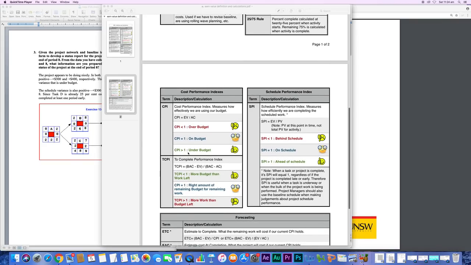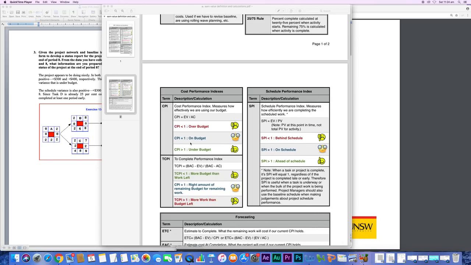If it's more than 1, then we're under budget. If it's less than 1, we are over budget. Or if it's equal to 1, then we are right on budget. But what does this index actually tell you? Similar with the schedule performance index. It's just a comparison of earned value over planned value. It can be less than, equal to, or more than 1.